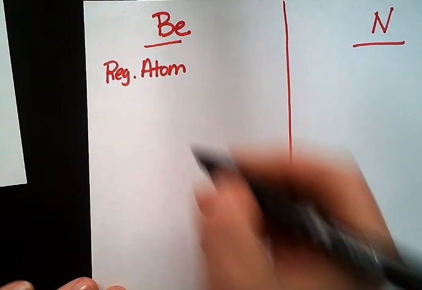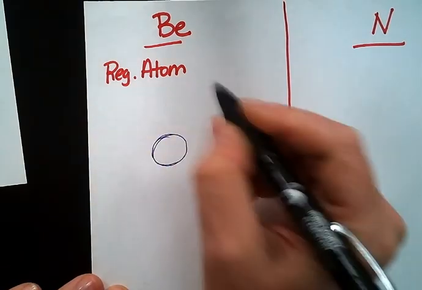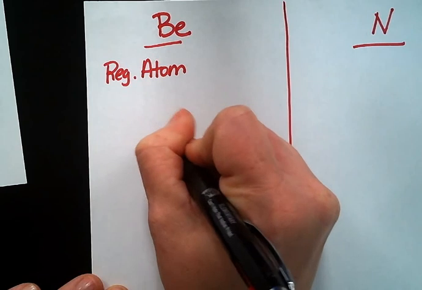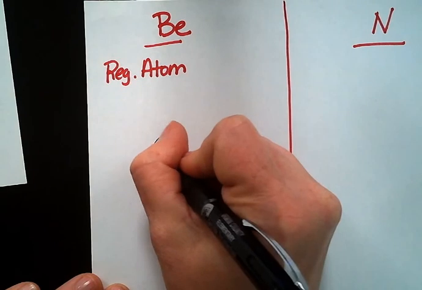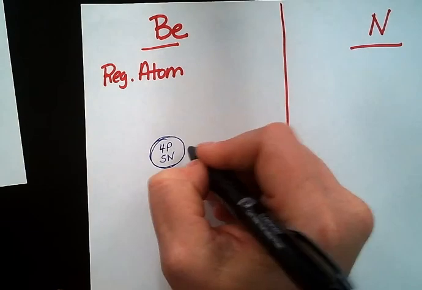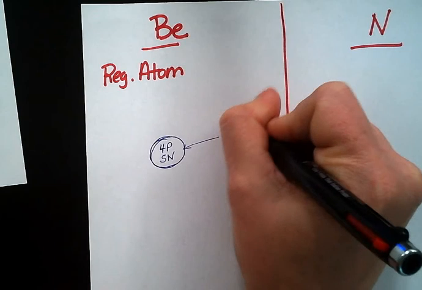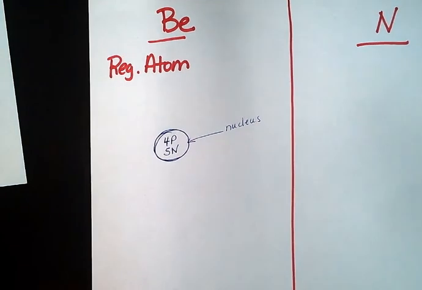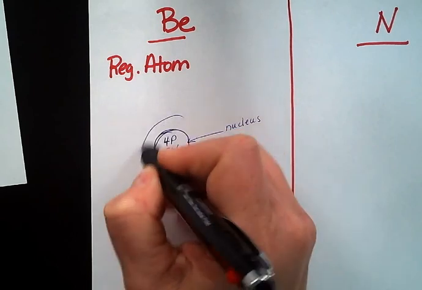First of all, I'm going to draw my nucleus. This is my regular atom. In my nucleus here, I know I have 4 protons, so we can put 4p. Then I can put 5n, because protons and neutrons are the 2 things in the nucleus. This is my nucleus, so I'm going to label that. Now I've got my electron cloud. My electron cloud and my electron orbitals are going to be out this way. We usually just draw these like this.